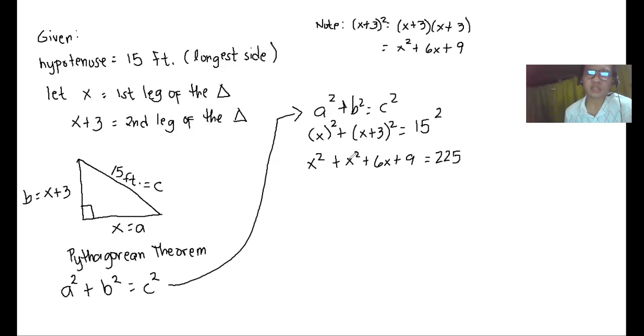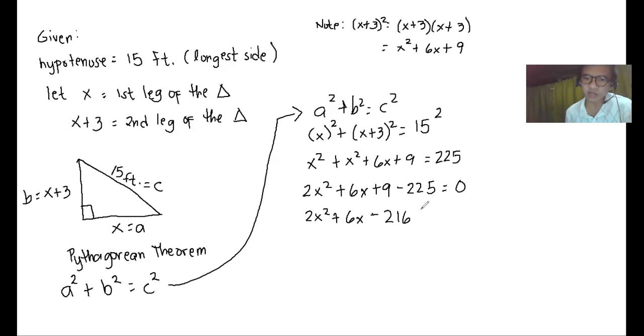So x squared plus x squared is 2x squared, plus 6x plus 9. Then transfer 225, since we are gearing toward factoring, so negative 225 equals 0. We need to simplify 9 minus 225. So 2x squared plus 6x, and 9 minus 225 is negative 216, equals 0.